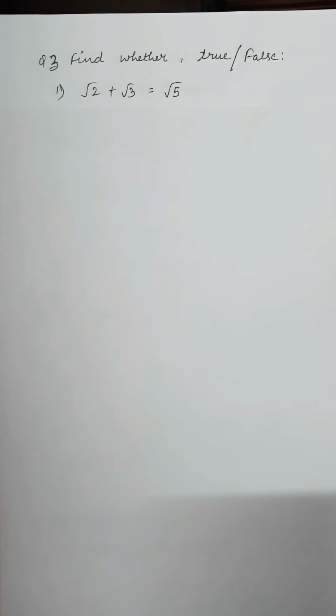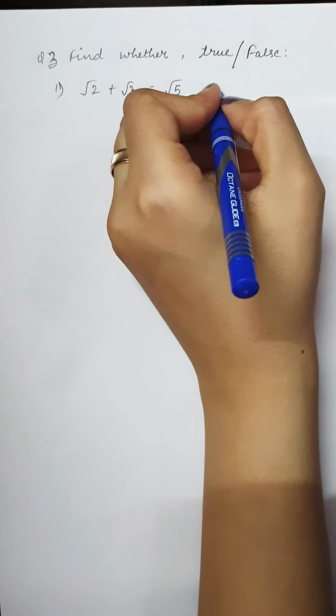Now question number 3, find whether true or false. I want you to think properly before you answer. These are very important and basic concepts of rational and irrational numbers. So let us start with the first one. Under root 2 plus under root 3 is equal to under root 5. It is false.